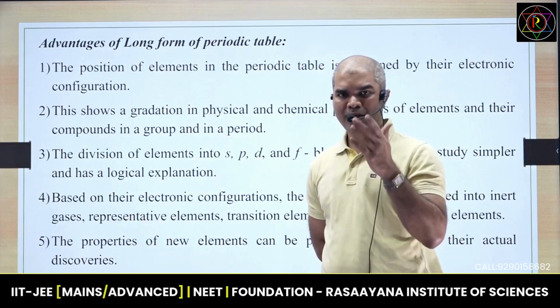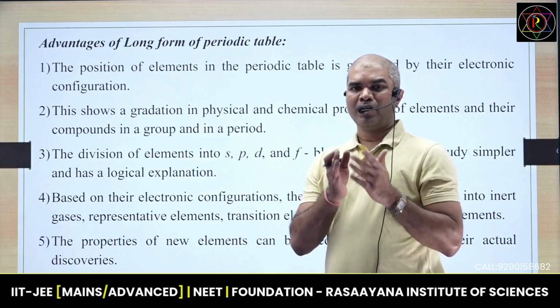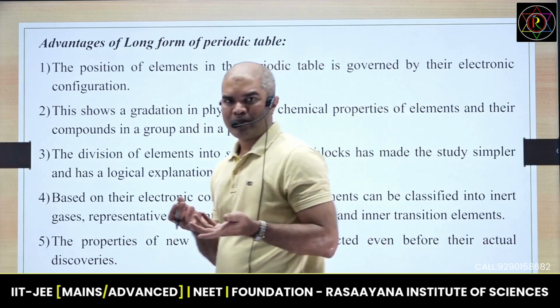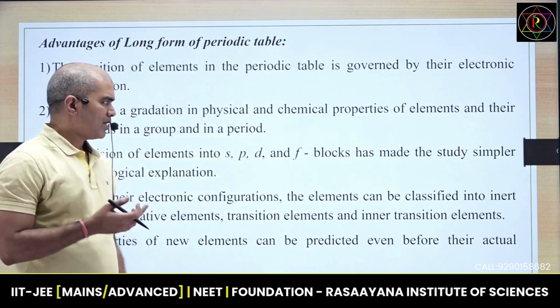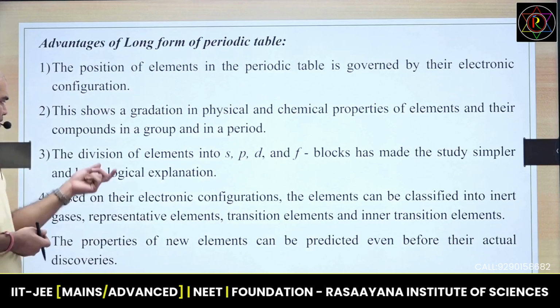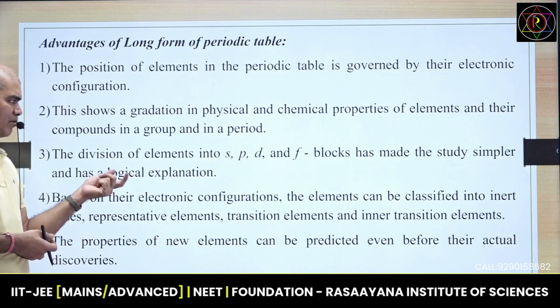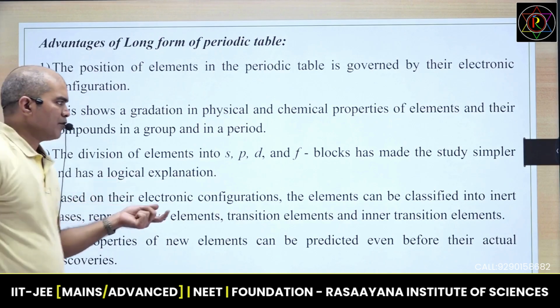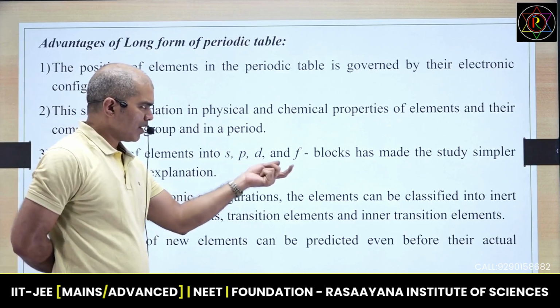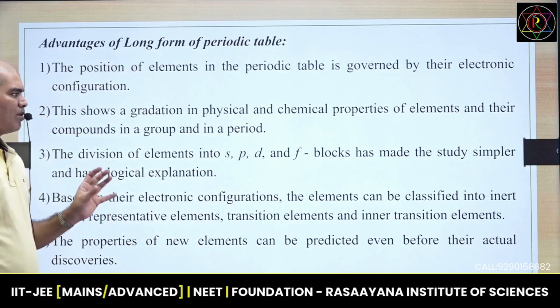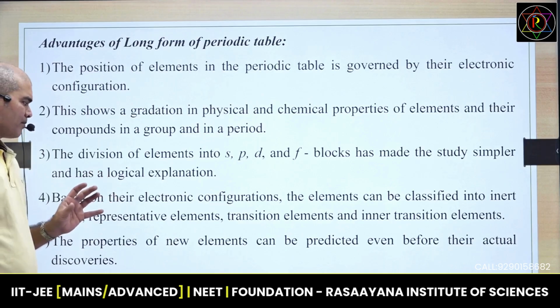Later on we have classified them into groups also. So with the help of these groups, I can very easily understand the physical and chemical properties. That is a big advantage of this long form of periodic table. We have also divided them into left, right, bottom portion and middle portion, or you can classify them into S block, P block, D block and F block elements. That has made understanding the chemistry of these elements very easy.